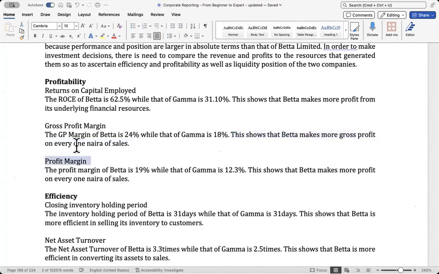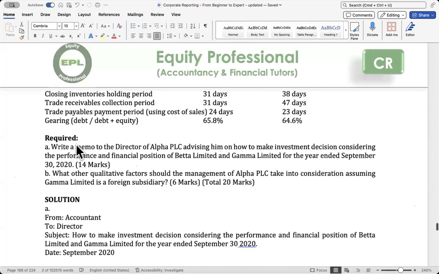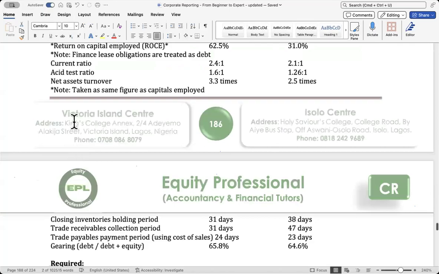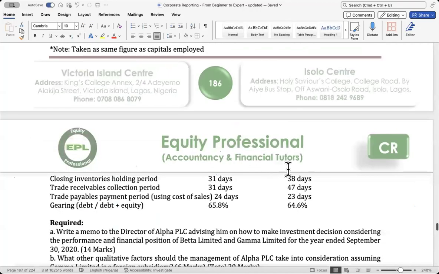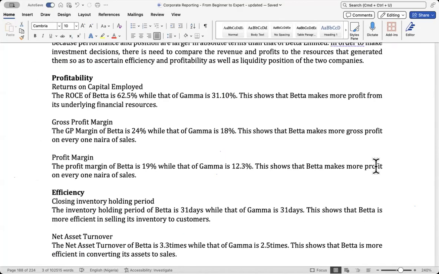Then profit margin. And all these ratios, I'm not generating them. It's what the examiner gave me. They gave me ROCE, they gave me gross profit margin, they gave me profit margin. They gave me everything. So I'm not thinking, I'm just dubbing. They say the profit margin of Beta is 19%, Gamma is 12.3%. It shows that Beta makes more profit on every 1 naira of sales. It's still the same thing.